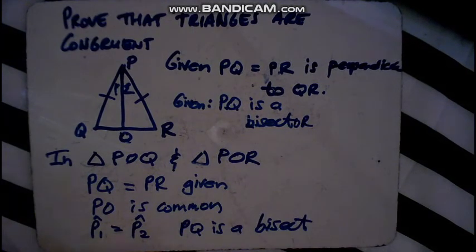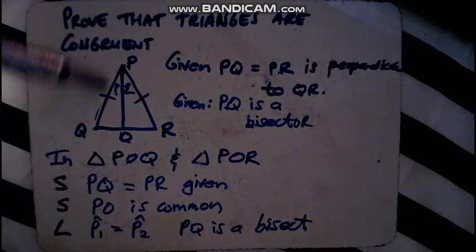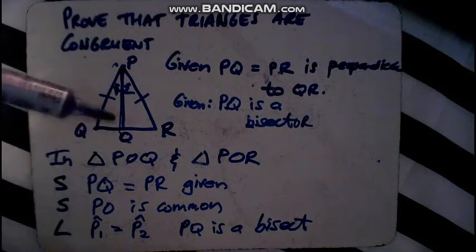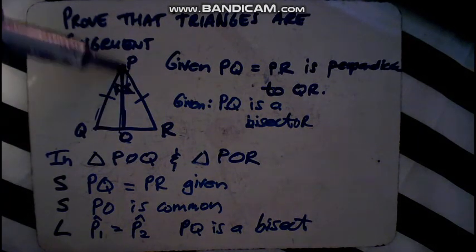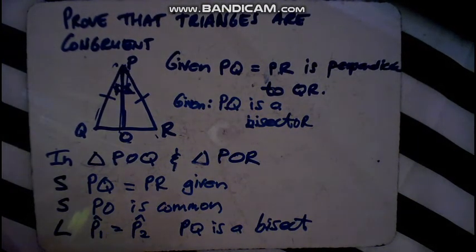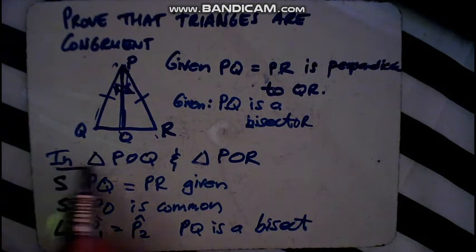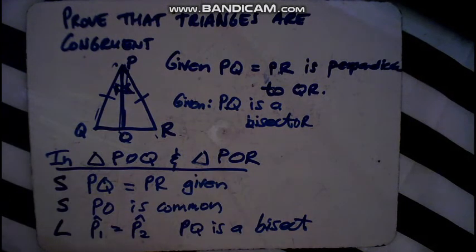Notice that for congruency we need 3 parameters. So we have a side, and we have an angle. So we can clearly see that it is side, angle, and a side. Once you have 3 common parameters in both triangles, you can then conclude that those triangles are congruent. So then we take the same statements and we write that those two are congruent.